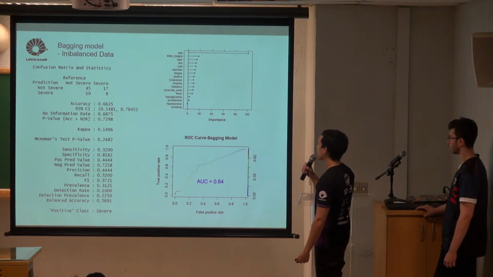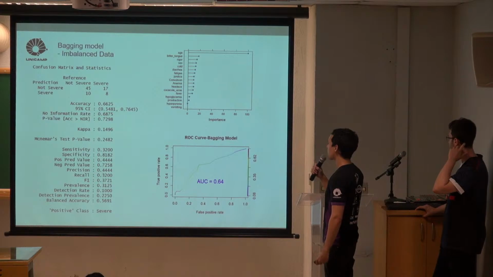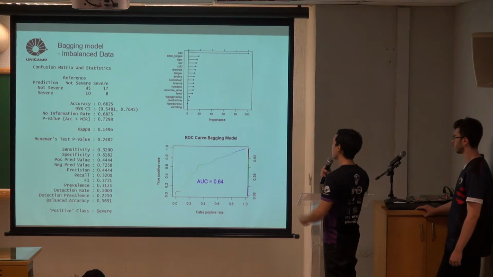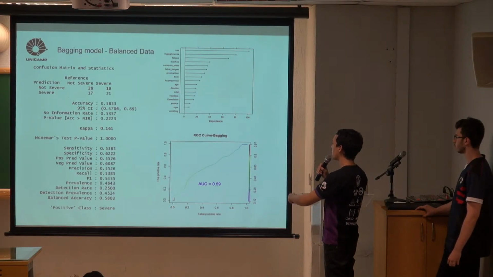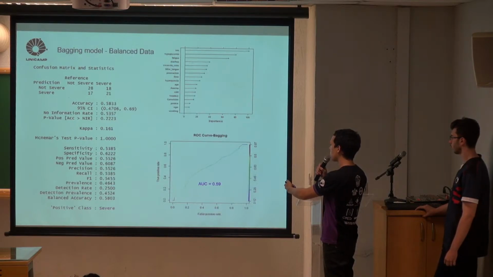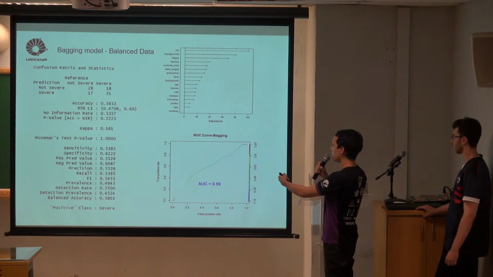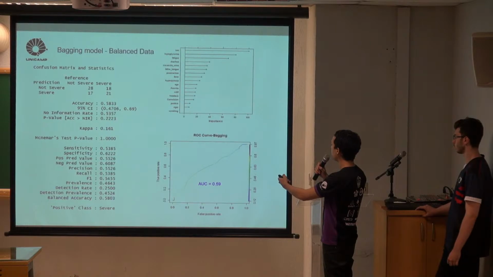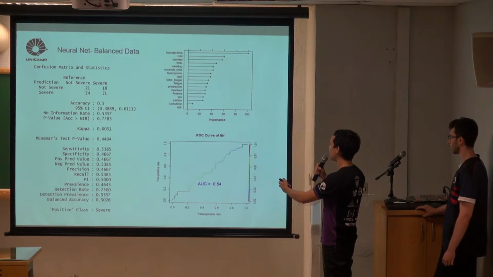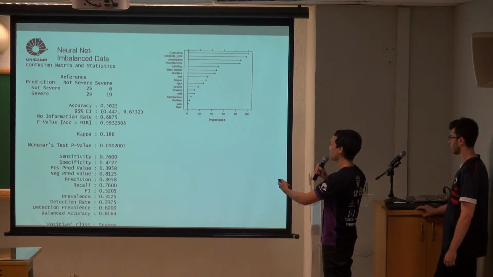The bagging model. The bagging model with imbalanced data, we got these metrics and the most important predictor was age. While going to the balanced data, we got this one. And there is a slightly better kappa and a worse accuracy. So this also is showing that bagging is better with not balancing data. I'm not showing the right examples here.